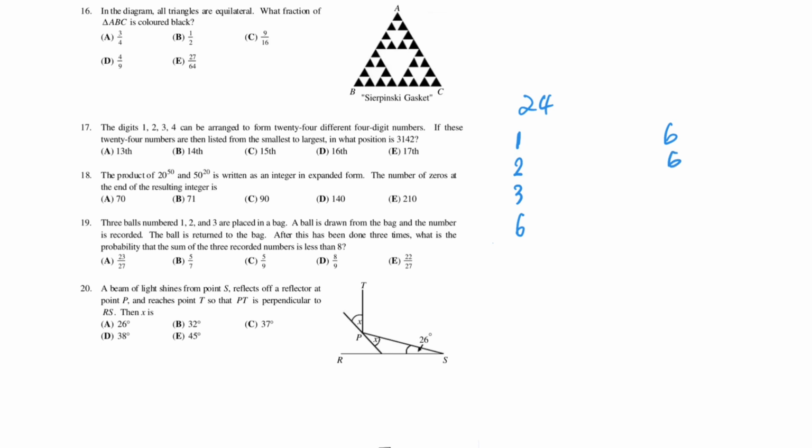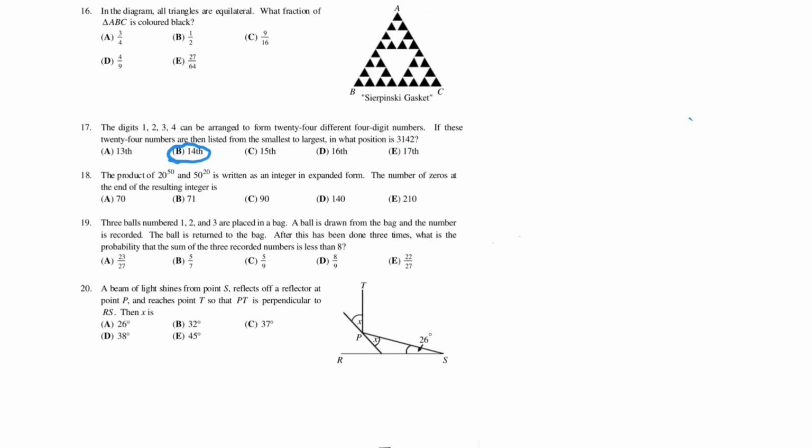Now we look at those starting with 3. From the smallest to the largest, the first should be 3, 1, 2, 4. And then 3, 1, 4, 2. That's the answer, 3, 1, 4, 2. So 2 times 6, that's 12. 13, this is the 14. So the answer is B, 14th position.